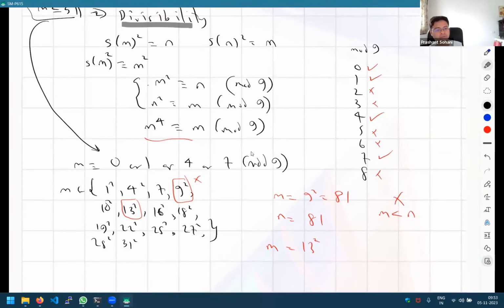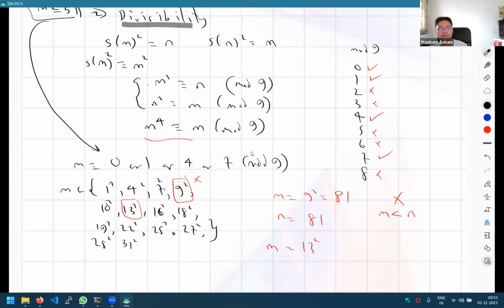More than ever, looking at a question like this, you have to pause and think about how the person who set this question thought of this idea. Why did they think of this question? It's not like you're dreaming and suddenly you get a dream that let us ask the question s of m square equal to n, s of n square equal to m. There has to be some process through which somebody arrived at this possibility that we can ask this question.